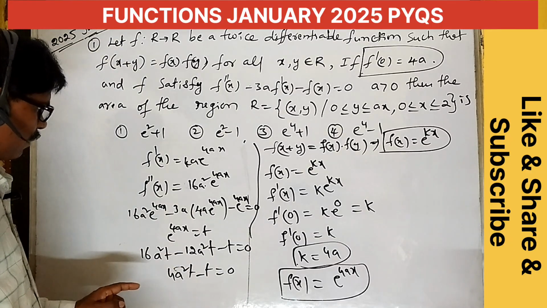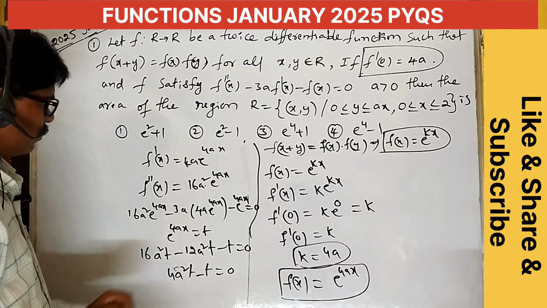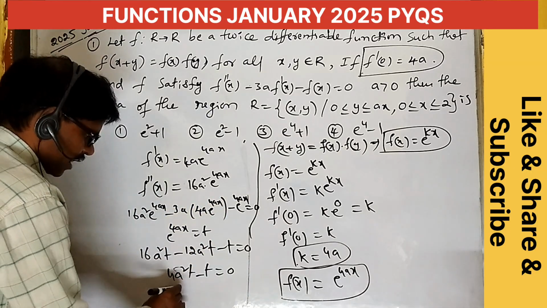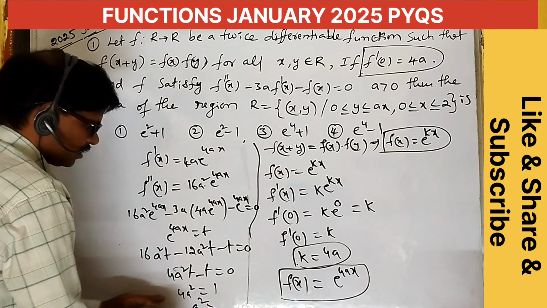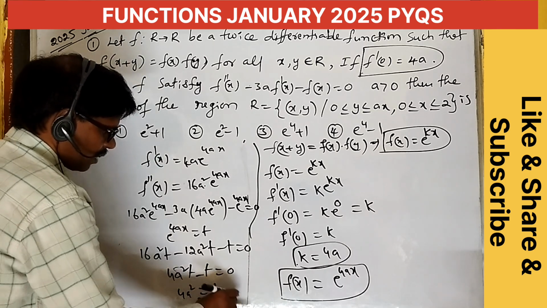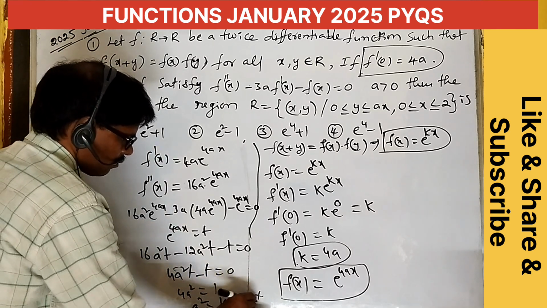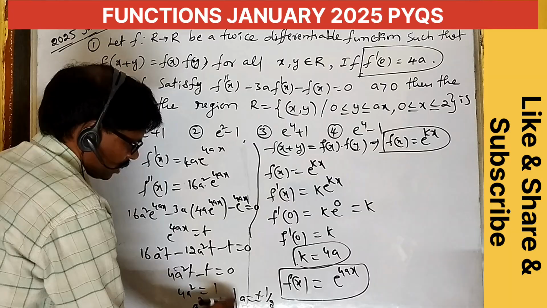4a square t minus t equals 0. e power 4ax also cancels, so 4a square equals 1, and a square is equal to 1 by 4. And what is the a value? a is equal to plus or minus 1 by 2.